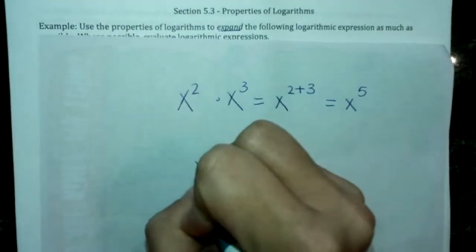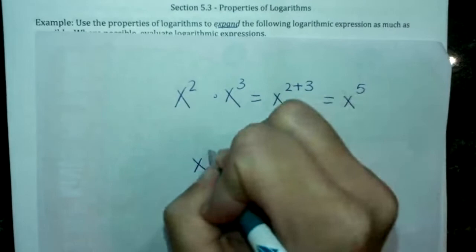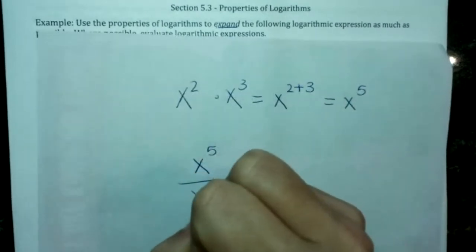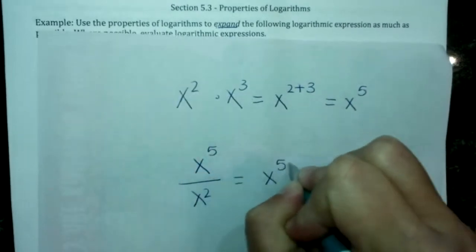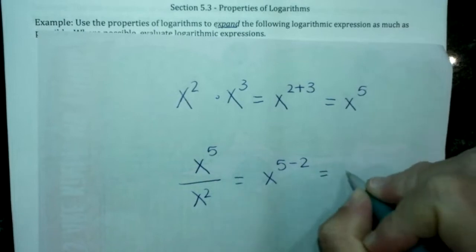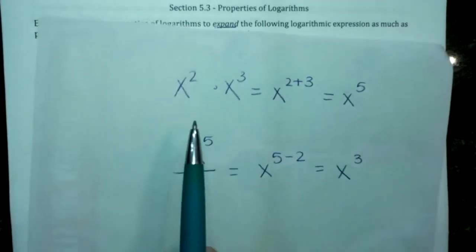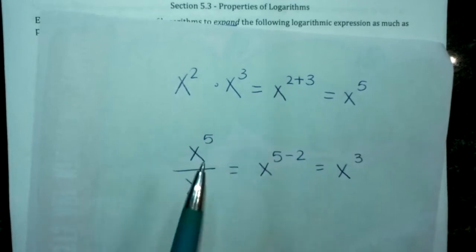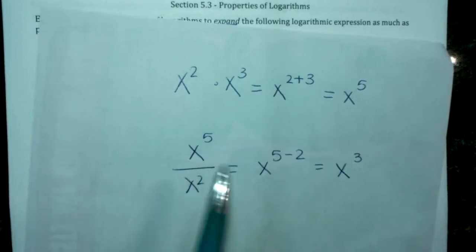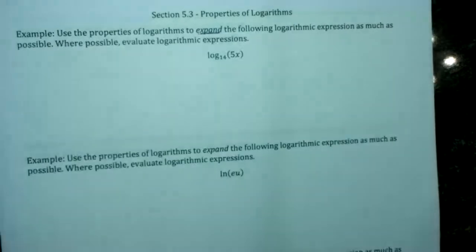Likewise, if we had something like x to the 5th divided by x squared, we are going to subtract our exponents, x to the 5 minus 2, which would give us x cubed. So whenever we're multiplying two exponential expressions, we add them. Whenever we're dividing two exponential expressions, we subtract. Okay, so keep that in mind.